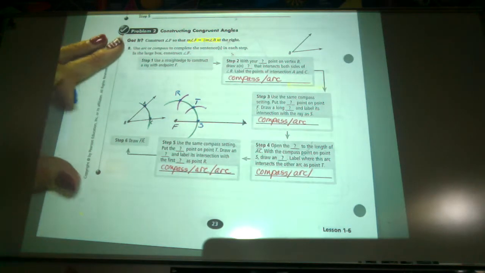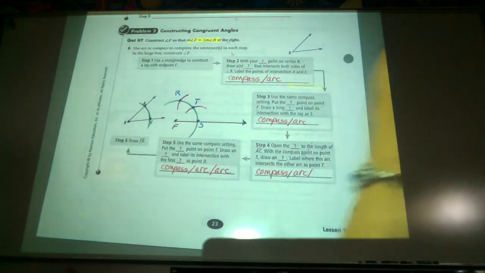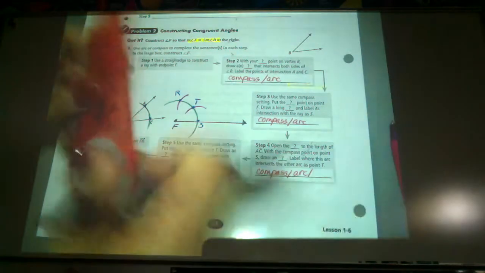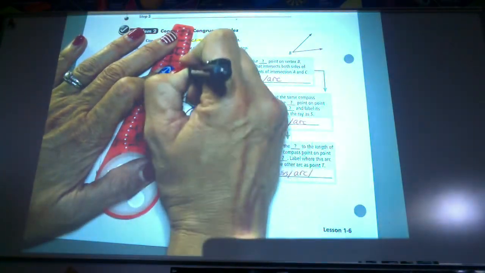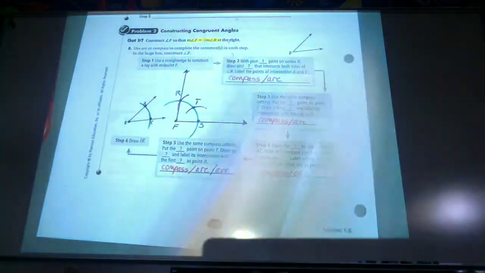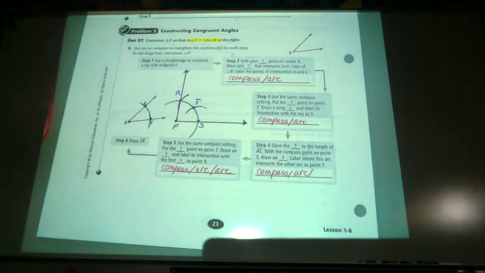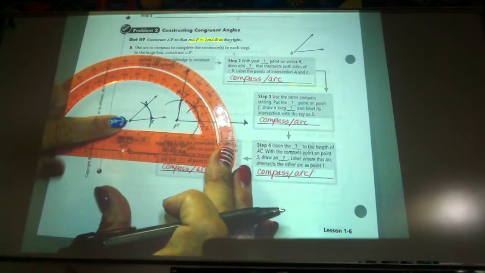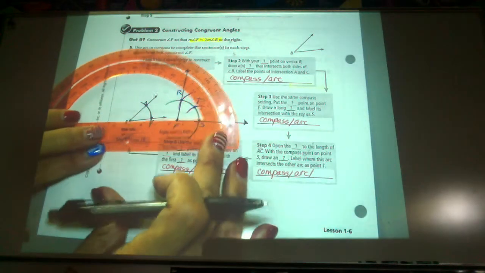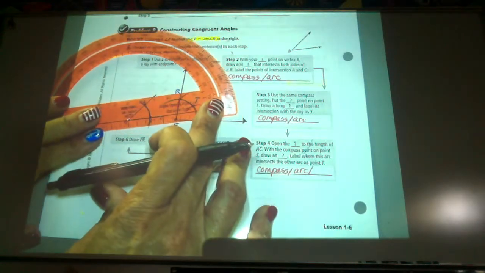And then finally, I can connect with a straight edge, F to R, and this should be twice as big. So if I take a protractor to measure, I'm going to put the middle of my protractor on B and line up ray BC with the 0 line on my protractor.